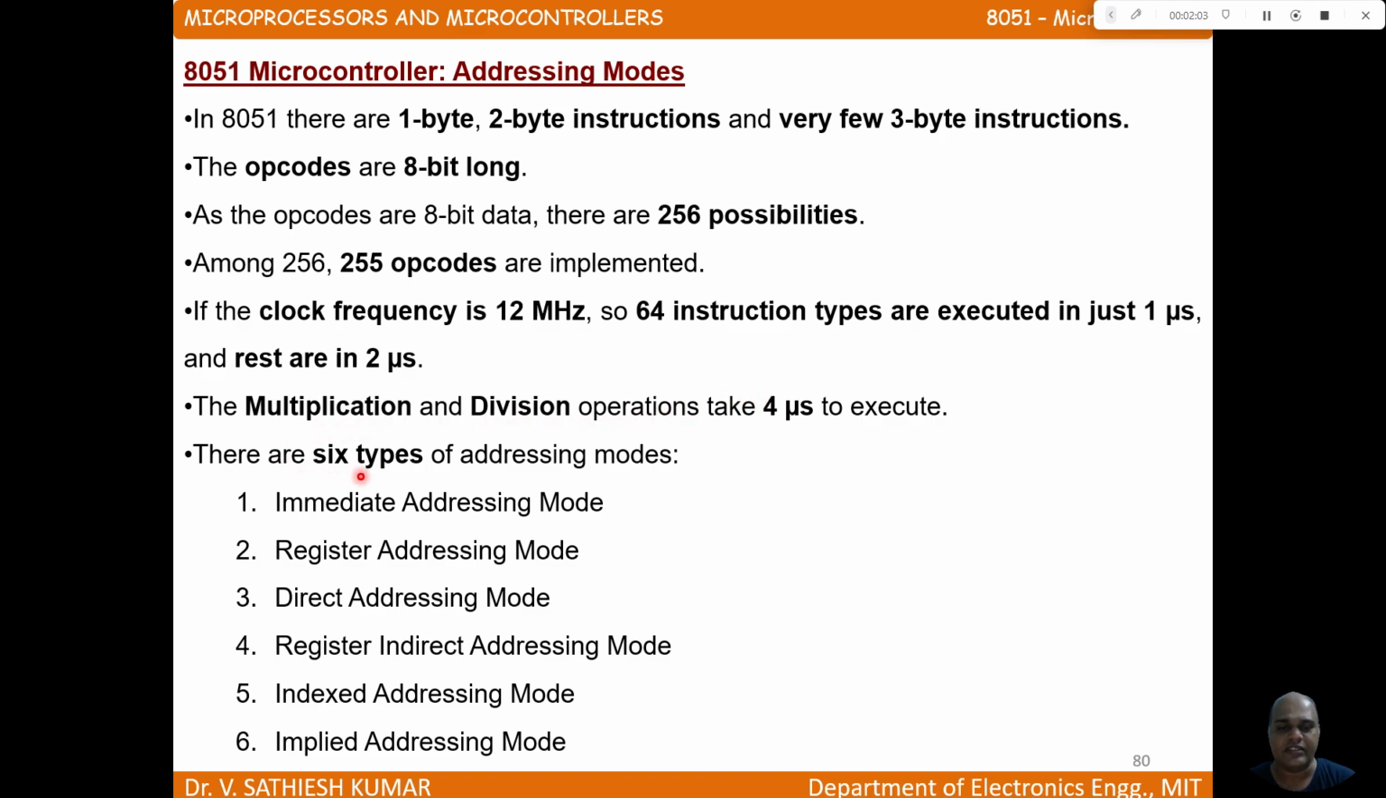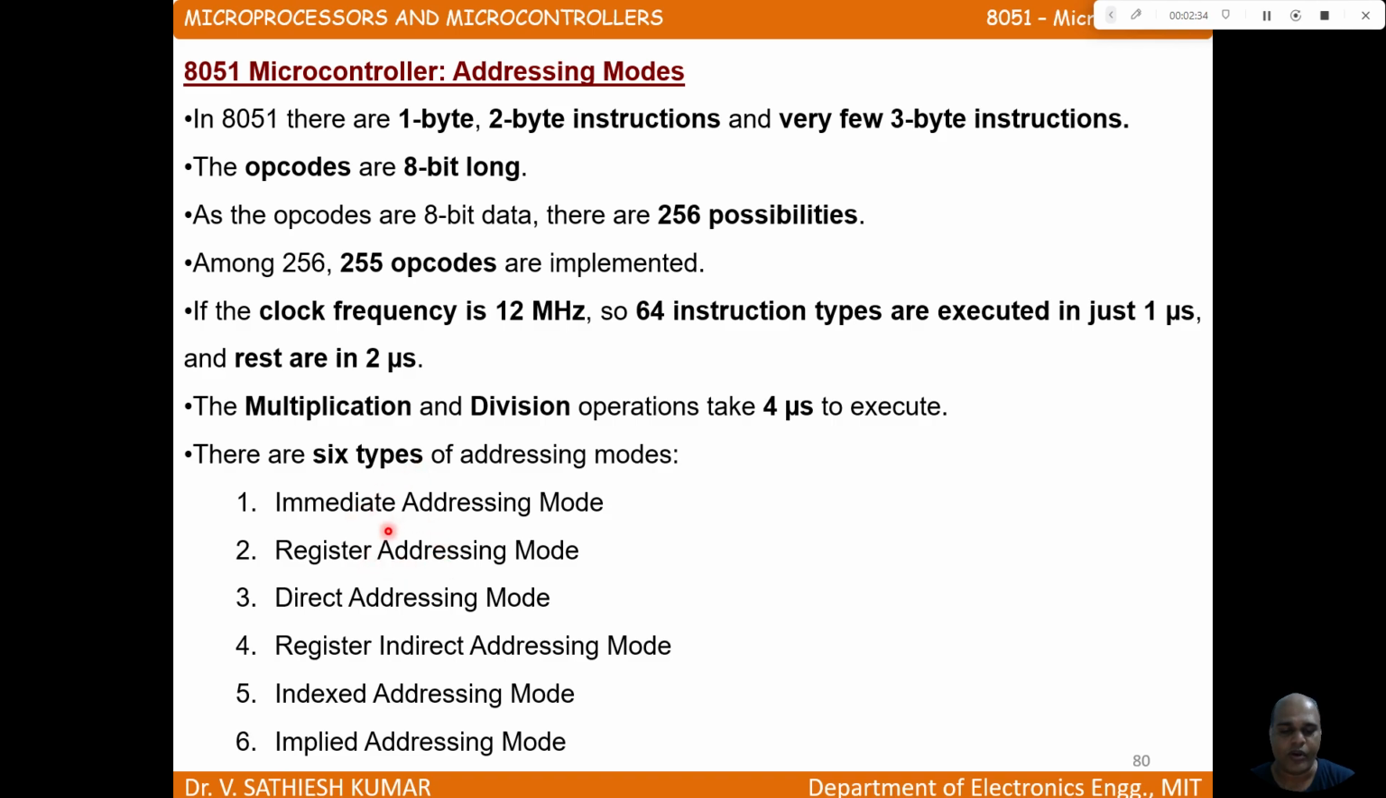So there are 6 different types of addressing modes, or methodologies in which the CPU will access the data during the instruction execution. They are immediate addressing mode, register addressing mode, direct addressing mode, register indirect addressing mode, indexed addressing mode, and implied addressing mode. In immediate addressing mode, the data required for the CPU is available in the instruction itself.